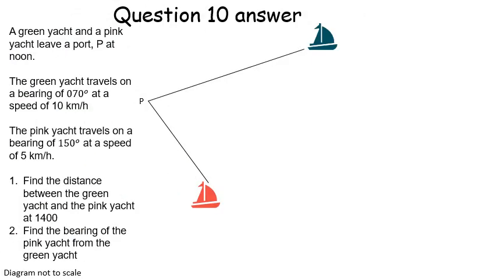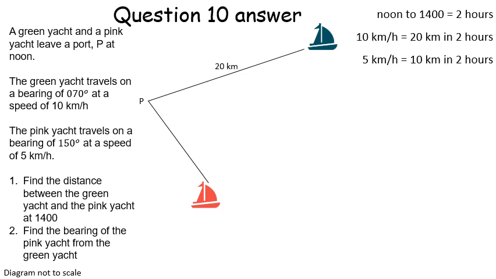Question 10. We know that from noon to 1400 hours is 2 hours, so if the green yacht is travelling at 10 kilometres in 1 hour, it travels 20 kilometres in 2 hours. The pink yacht travels 5 kilometres in 1 hour, therefore 10 kilometres in 2 hours.